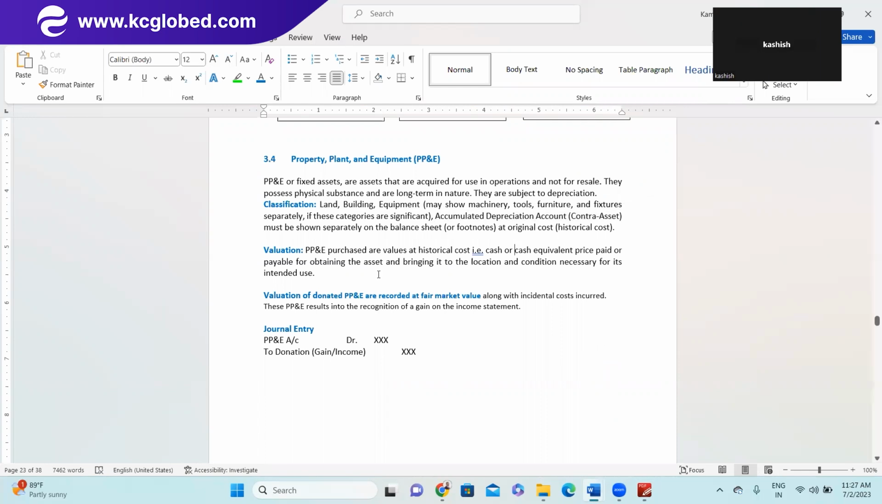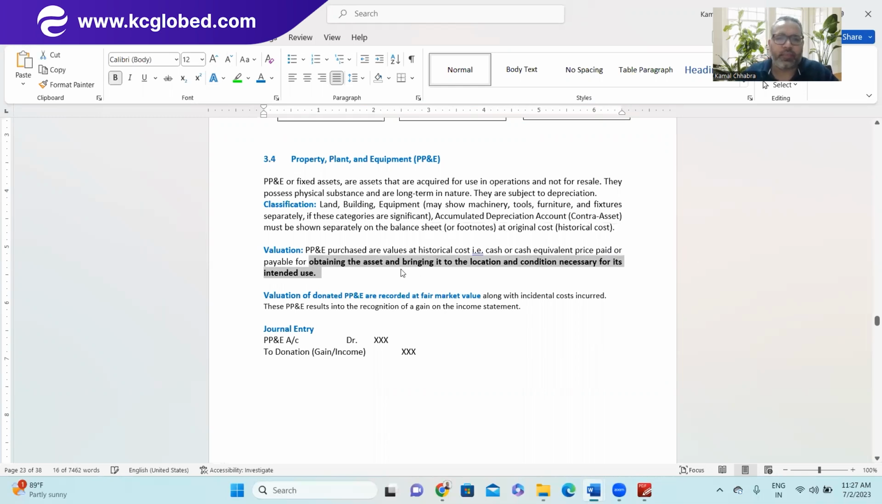Yes, sir. Clear. Okay. So now coming to the valuation part. Property, plant and equipment purchases are valued at historical cost, that is the cash or cash equivalent price paid or payable for obtaining the assets and bringing them to the location and condition necessary for the intended use. So what all costs will you be including in property, plant and equipment?